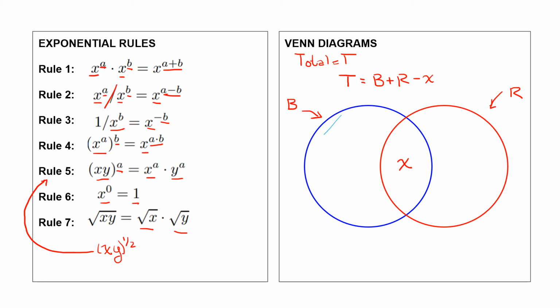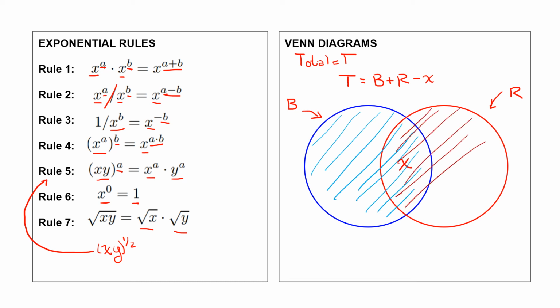Well, blue covers this entire portion, including that X, right? And red covers that as well. So we're basically double counting that X portion, right? That intersection point, intersection area. So we have to remove it once just to account for that.